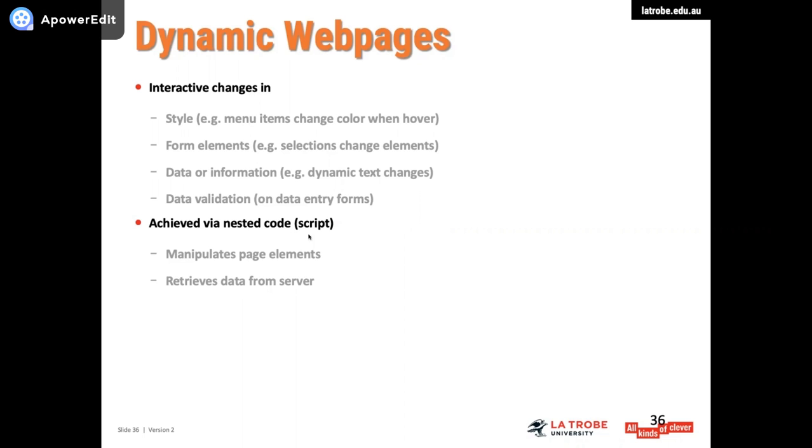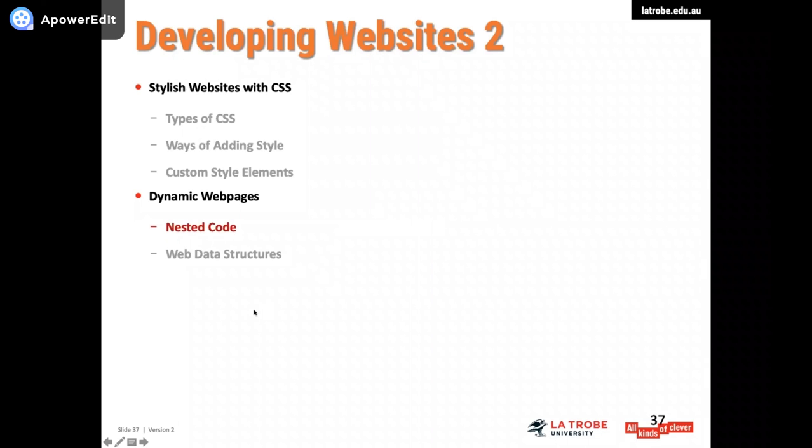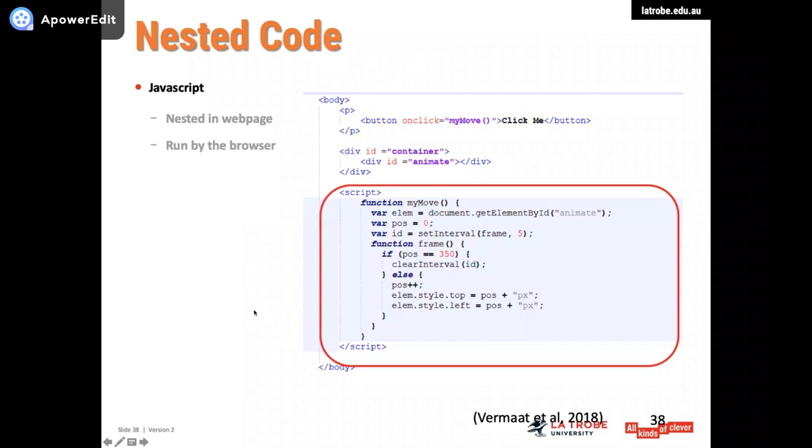To achieve this, we can use nested code or script. For example, manipulate page elements, or retrieve data from the server. So first, let's look at the nested code. For nested code, the first thing to have a very professional dynamic web page is to use JavaScript. Previously the CSS was just a very simple way to add some dynamic effects, but in order to have a more professional, more powerful effect, you have to use JavaScript.